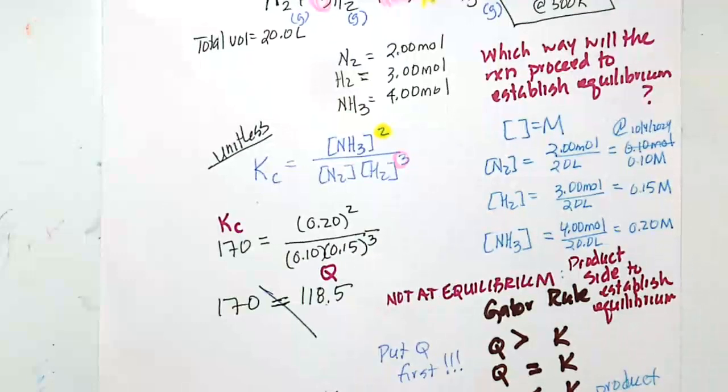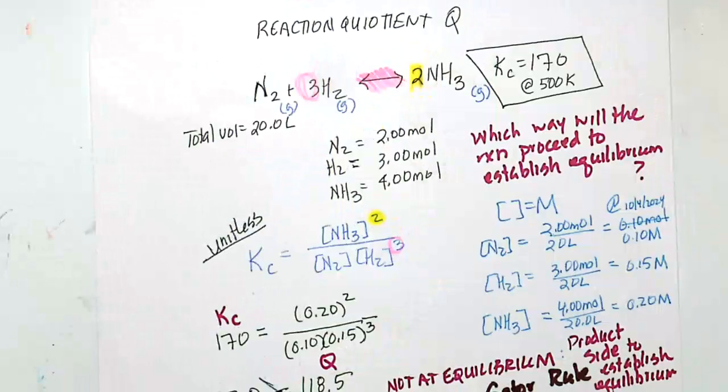All right, are there any questions or comments on this? Okay. So this is called the reaction quotient Q. We use Q to compare it to K.